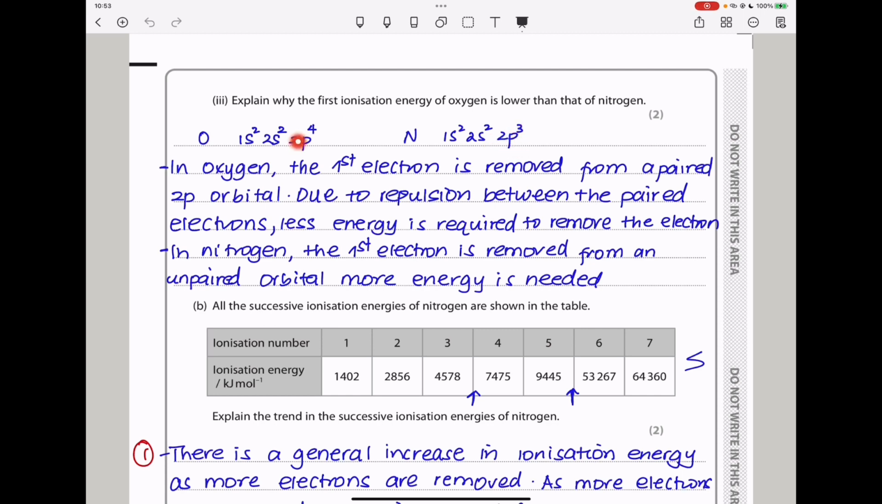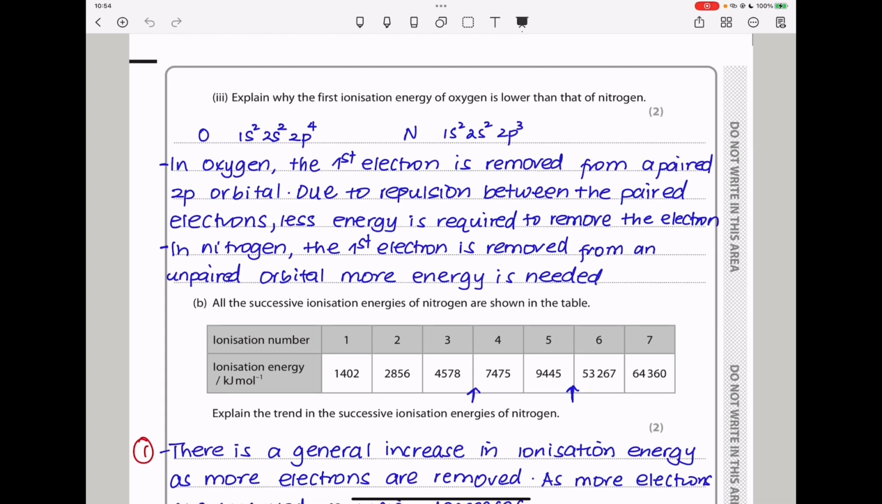So in oxygen, the first electron is taken away from an orbital where pairing has occurred, and in a paired orbital, there is going to be greater repulsion in comparison to nitrogen, where there are three 2p electrons, meaning each orbital has only one electron, so there is no repulsion within the orbital. Therefore, in oxygen, the first electron is removed from a paired 2p orbital. Due to repulsion between the paired electrons, less energy is required to remove the electron. In nitrogen, the first electron is removed from an unpaired orbital, so more energy is going to be required.